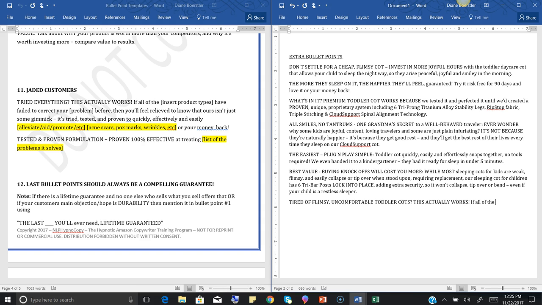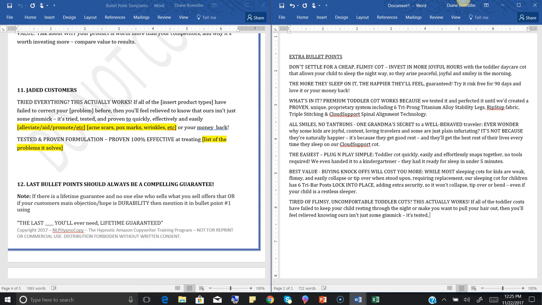And again, I would use whatever keyword you were going to use. If all the toddler cots have failed to keep your child resting through the nights, or make you want to pull your hair out, you'll feel relieved, knowing ours isn't just some gimmick.